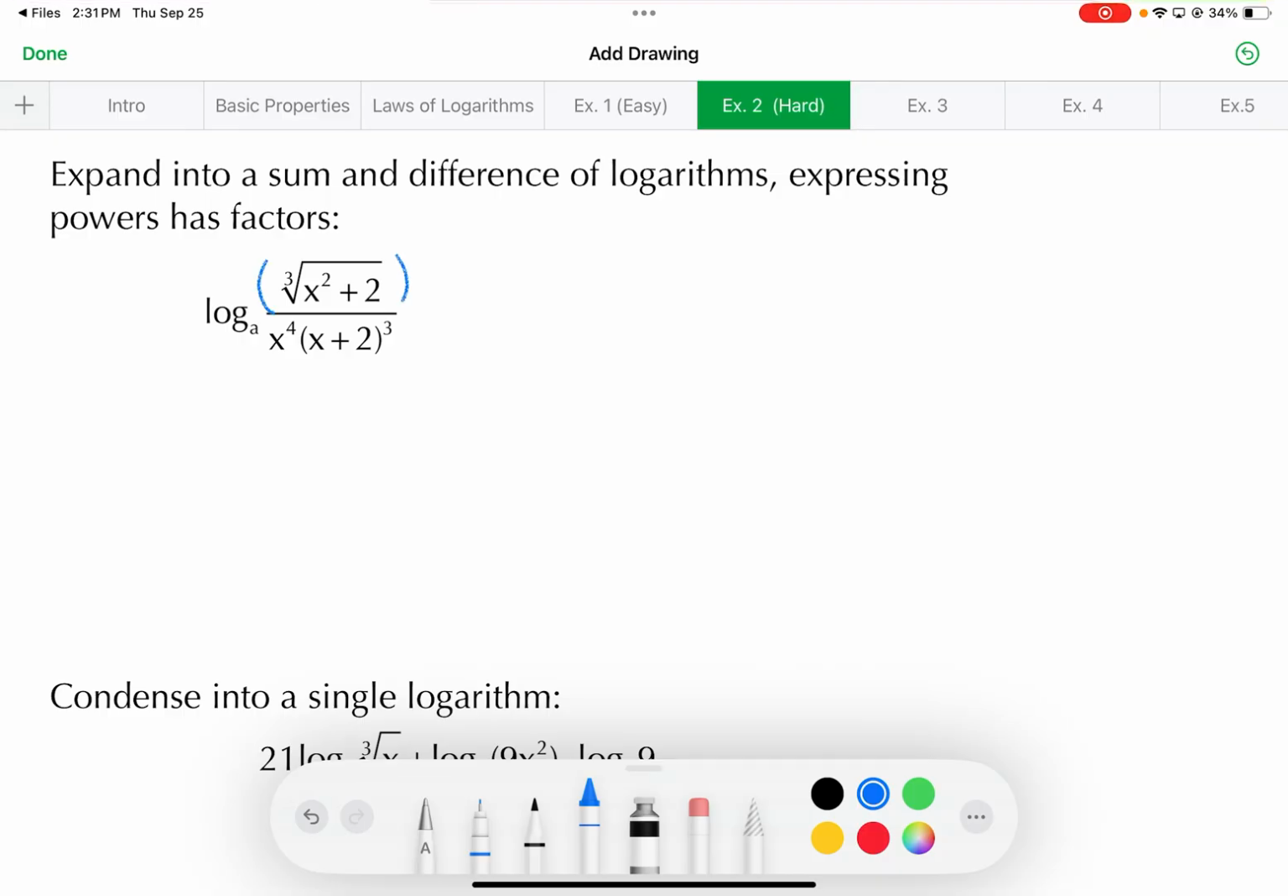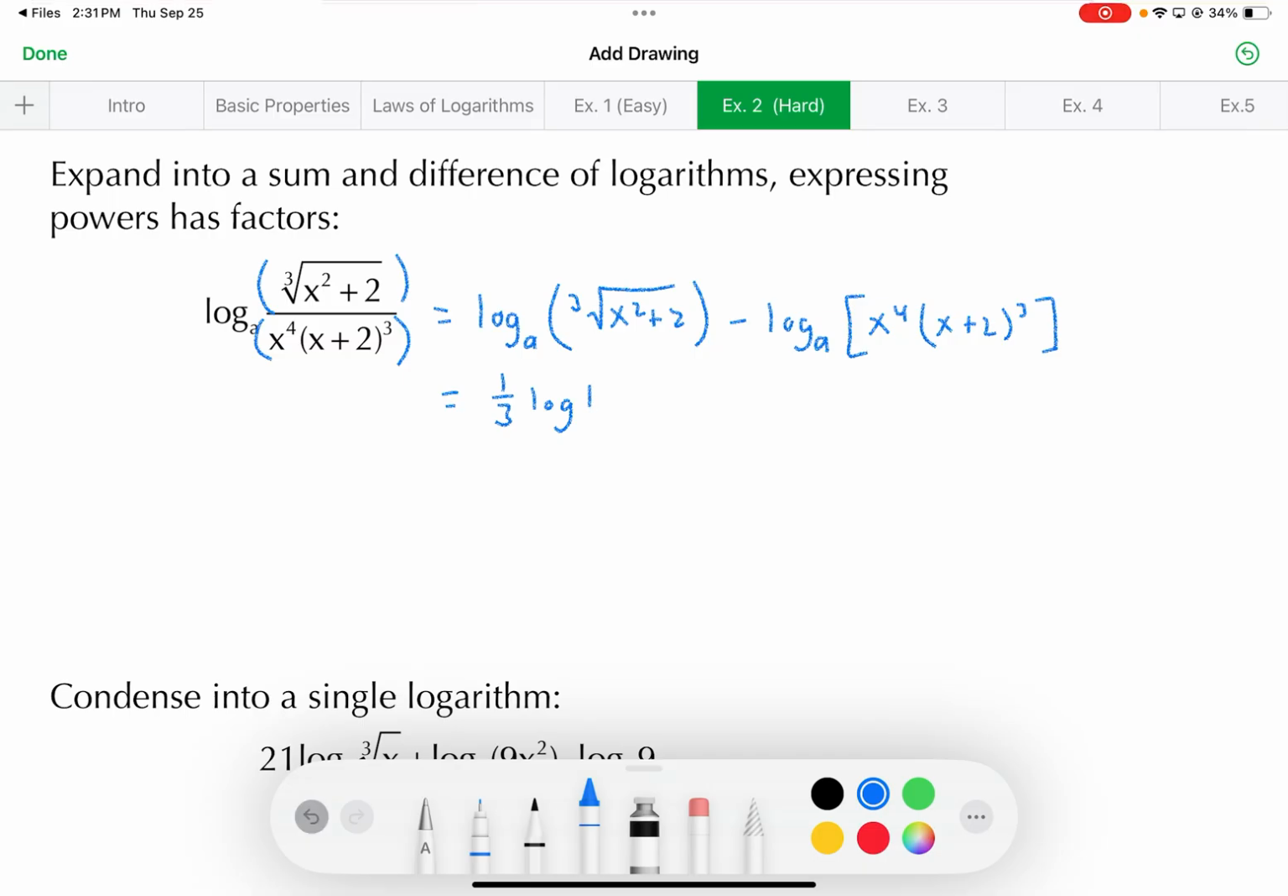Understand in a fraction like this, it's kind of like there's grouping symbols around the numerator and the denominator, right? So the first thing I'm going to do is handle the quotient. I'm going to make this log base a of the cube root of x squared plus 2 minus log base a of x to the 4th times x plus 2 cubed. All right, now cube root of the x squared plus 2, I can treat that like a power that comes out in front and multiplies the log base a of now x squared plus 2.